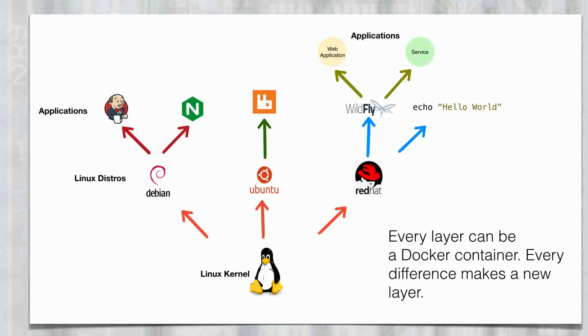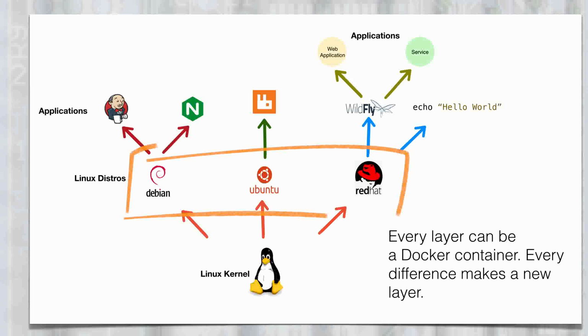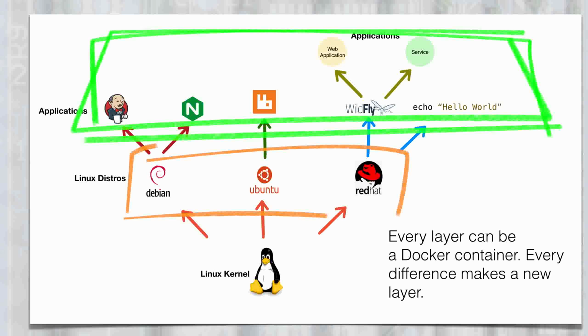Docker does this through a layered file system. Docker starts with a Linux kernel that all containers use. Then it layers the differences on top of the kernel. For example, the libraries for each distro here are layered on top of the Linux kernel. Then apps are layered on top of the distros.